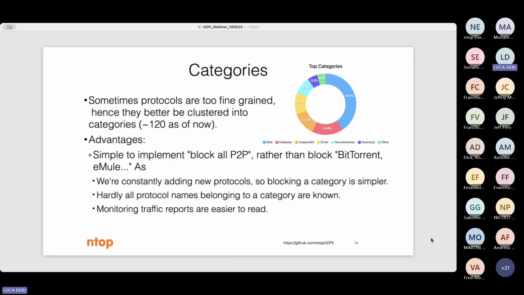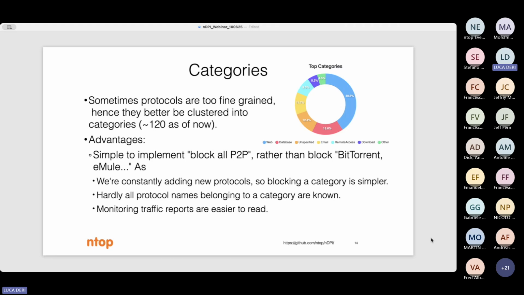Inside nDPI, in addition to protocols, we also have categories. A category is a way to cluster applications together in groups, okay? At the moment, we have about 120 categories. And categories, from my point of view, are more relevant than protocols, because many times people say, I want to stop peer-to-peer. I want to block traffic in groups, okay?